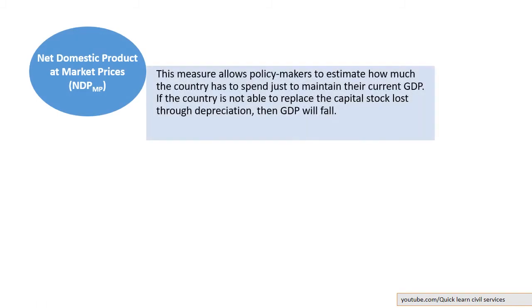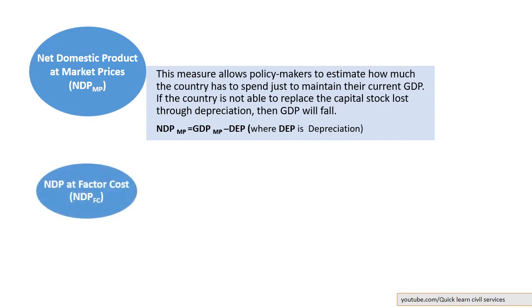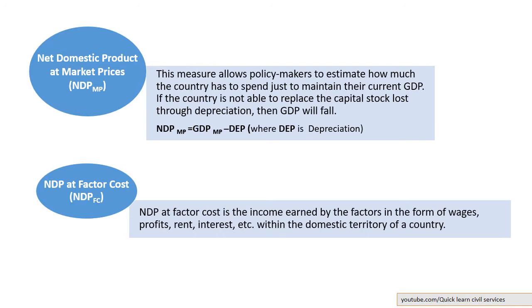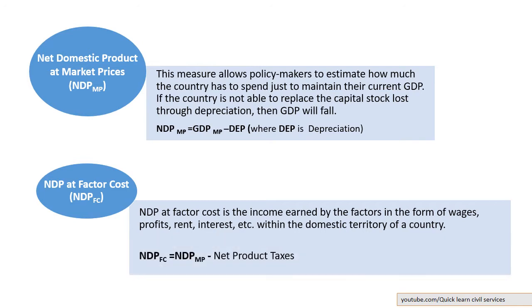Net domestic product at market prices. This measure allows policy makers to estimate how much the country has to spend just to maintain their current GDP. If the country is not able to replace the capital stock lost through depreciation, then GDP will fall. NDP market prices equals GDP market prices minus depreciation. NDP at factor cost. NDP at factor cost is the income earned by the factors in the form of wages, profits, rent, interest, etc. within the domestic territory of a country. NDP factor cost equals NDP market price minus net product taxes.